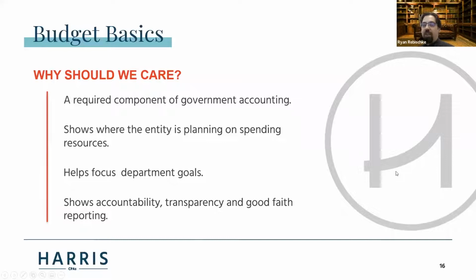It shows what the entity is planning on spending their resources on. It can help focus departments and fund goals, especially in the general fund. The general fund has a lot of moving parts. Police, admin, all those gears, and there's only so much money that can be allocated. So where do we want to spend that money? What's most important? Maybe the police need a new cruiser. Maybe the admin building hasn't been renovated in 100 years, and the AC is horribly expensive because the thing leaks cool air all summer long. And if we fix that, it'll lead to a bunch of cost savings down the road.